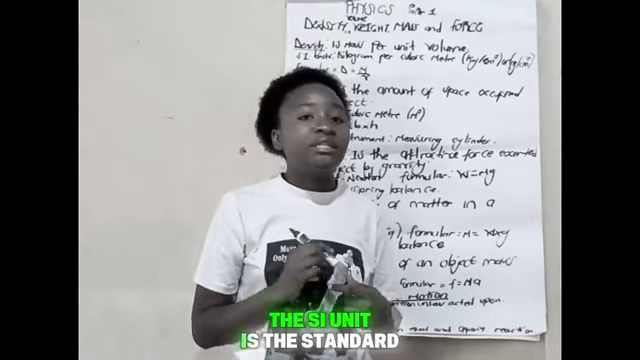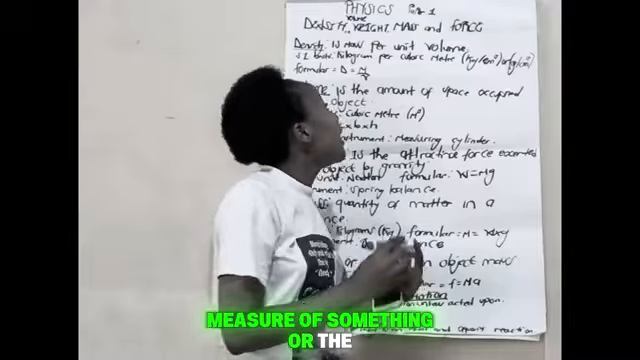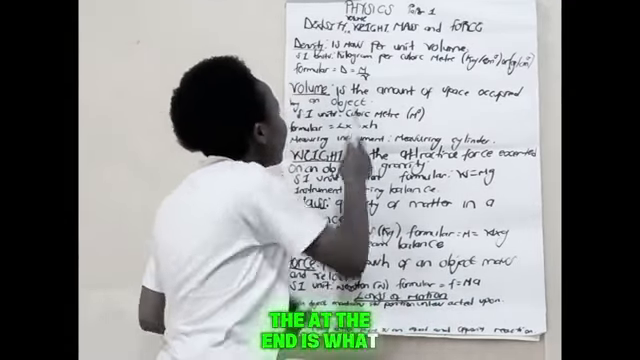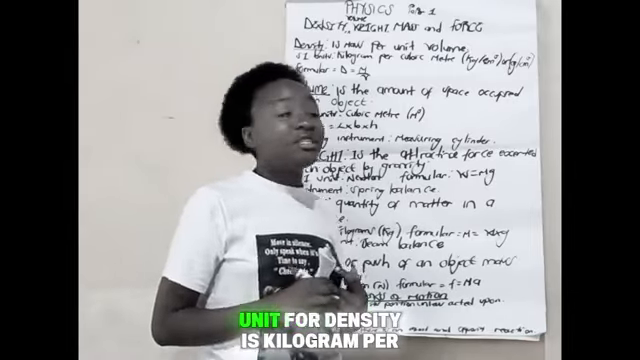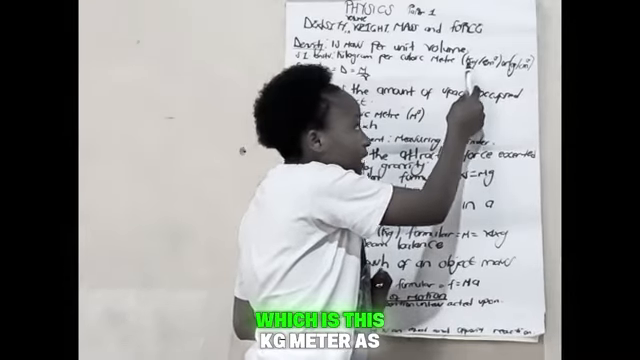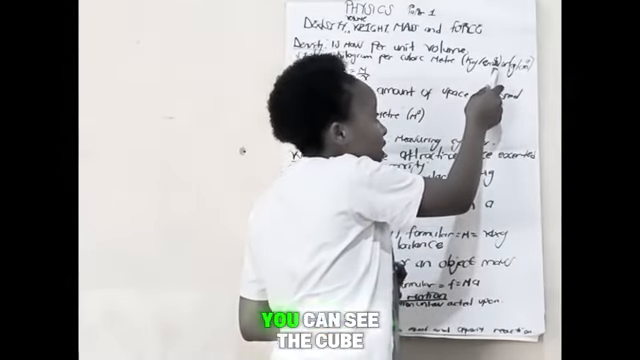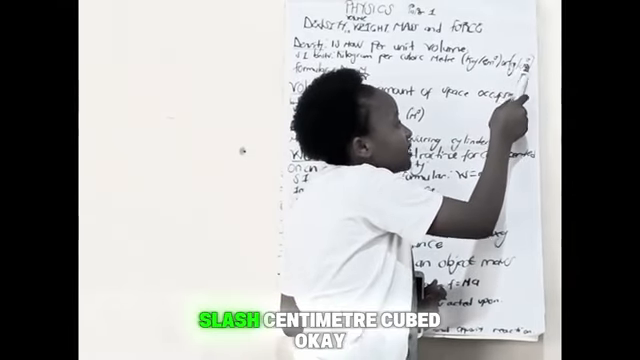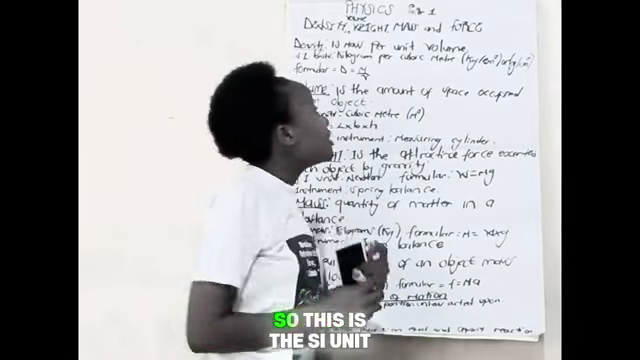The SI unit is the standard measure of something. So the SI unit for density is kilogram per cubic meter, which is kg/m³, as you can see the cube, or you can also have grams per centimeter cubed. Okay, so this is the SI unit.